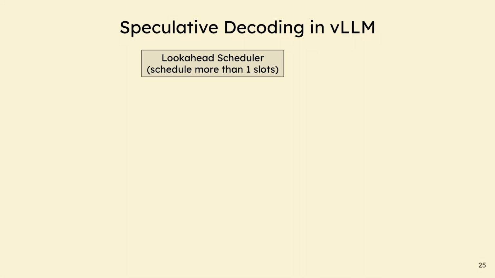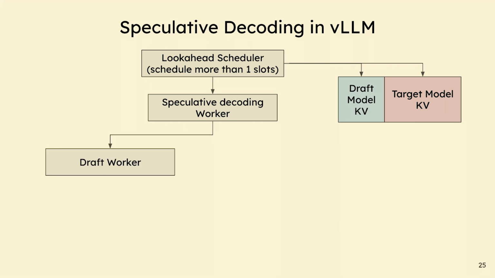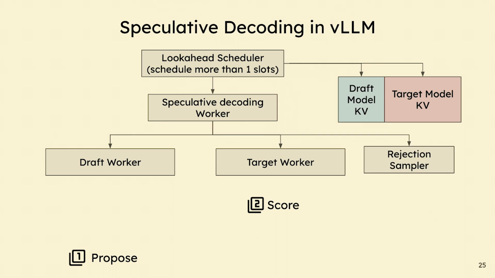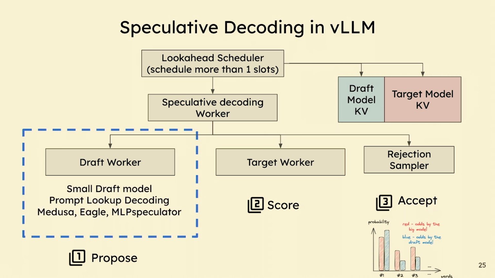To implement speculative decoding in vLLM, we changed the scheduler so that it can schedule more than one memory slot for each request. We also changed the memory management to manage the KV cache for both the small model and the large model. The speculative decoding worker is responsible for calling the draft worker to propose tokens and the target worker to verify which tokens are correct and which are incorrect, and the rejection sampler is responsible for generating the final output. We try to make the framework as general as possible.